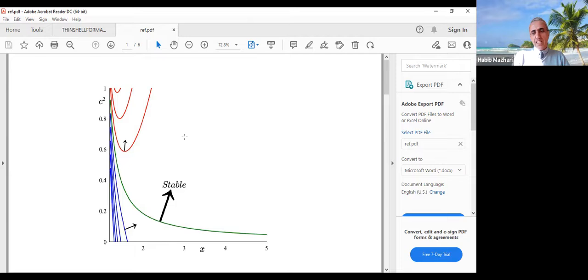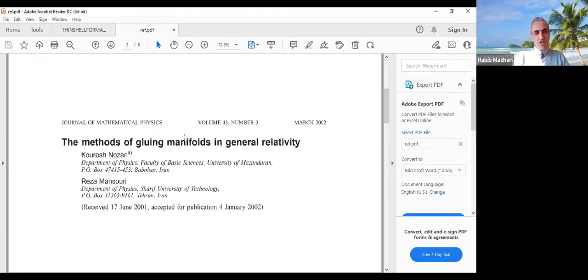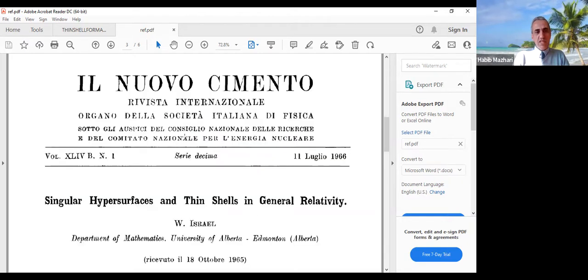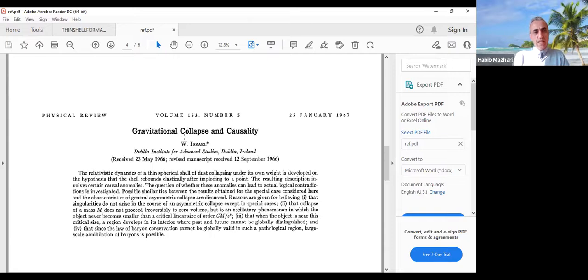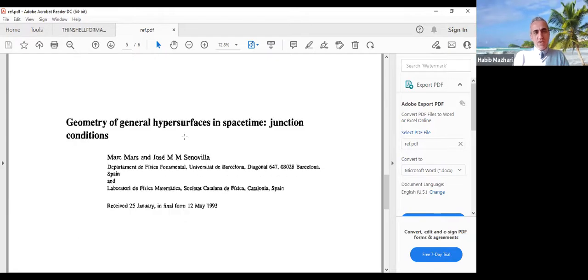And now, as I said, it is over. I'm going to show you some of the references I used. These are maybe old papers, but the concepts are given very well there. This one is very old, by Israel, and these conditions are also called the Israel junction conditions. And another one from Israel. This one is from Sinovila, also very informative.